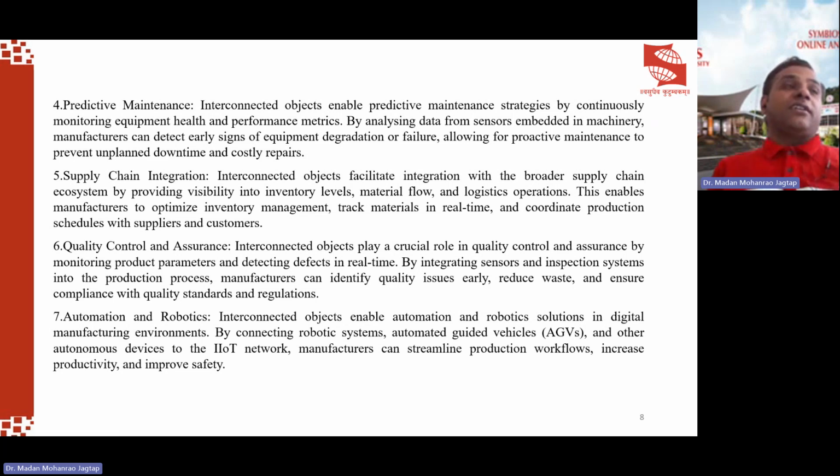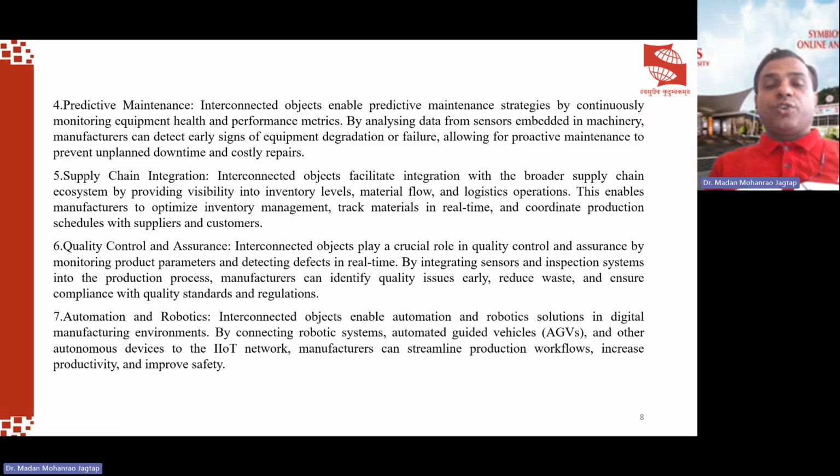We can identify the specification of a particular product, whether it is accurate or not. We can see whether the product is damaged or not. By that we can reduce waste. We can ensure compliance with the quality standards and regulations. We can set some quality standard inside that particular machine, and we can check whether it is fulfilling the compliance with the quality standards and regulations or not. So that is again an advantage of interconnected objects.